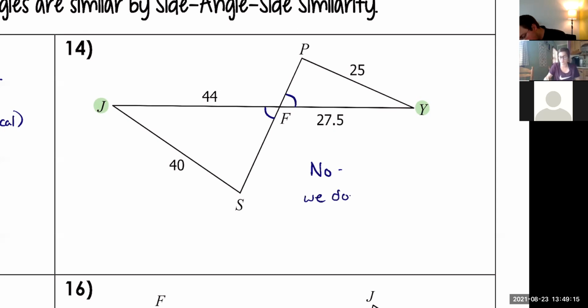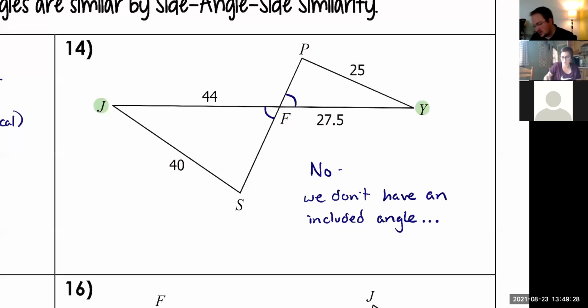We don't have an included angle. That's kind of misleading.